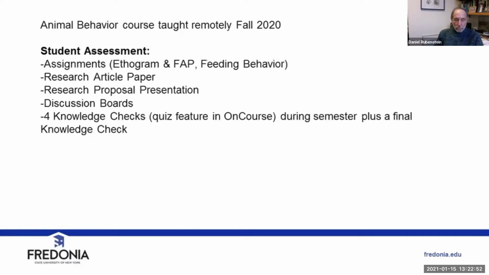The proposal that they do, the research proposal, is provided to the rest of the class as an oral presentation live during our class session. I mentioned the discussion board. So going back to the research article paper, it's a written assignment. They choose an animal behavior peer-reviewed primary literature article from the last 5 years that they then summarize, but then include how it connects to course topics and a critique.